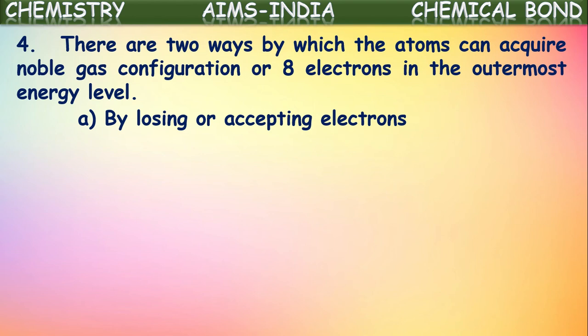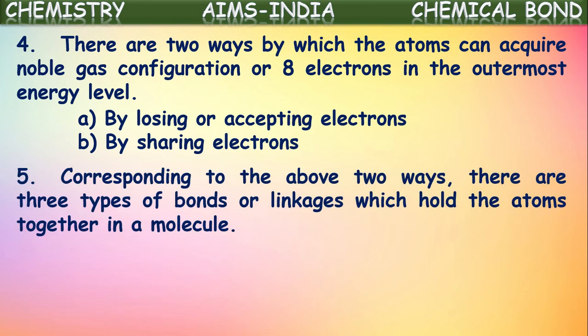This is one way. Some elements will lose excess electrons and hence attain the octet configuration. And some elements will gain certain extra electrons from other atoms and hence attain octet configuration. That's one way: either by losing or accepting electrons. The other way is by sharing electrons. By mutual sharing of electrons between two or more atoms they will attain octet configuration. So by these two ways, atoms can attain their nearest noble gas configuration in their outermost shells: one by losing or accepting electrons, and the second by sharing electrons.